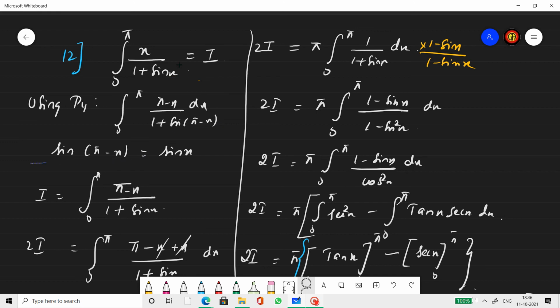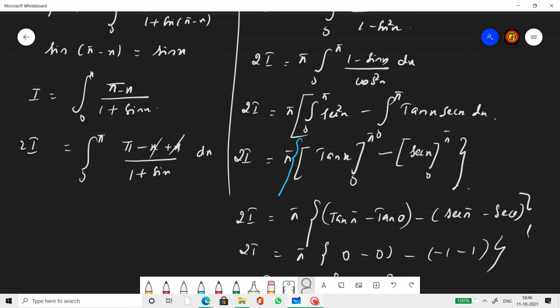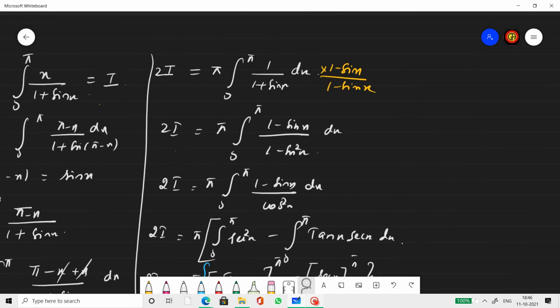Sin(pi minus x) is sin(180 minus theta), so that's sin x. So you get sin x here. Now add the one before the property and add the one after the property. So you get 2I equals to this one. The x terms get cancelled, remaining is pi by 1 plus sin x.